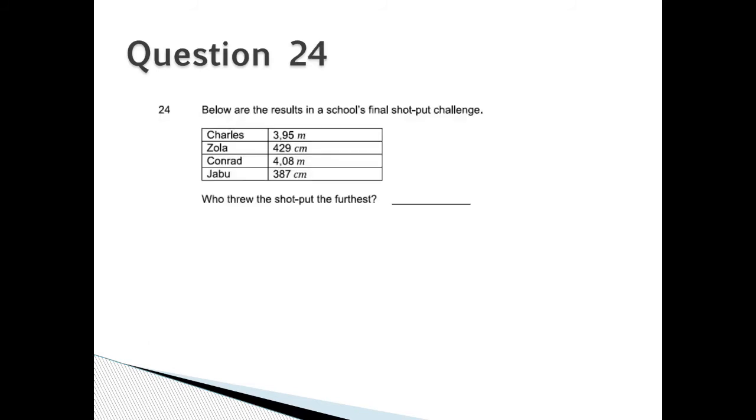Question 24. Below are the results in a school's final shot put challenge. Charles is at 3.95 meters. Zola is at 429 centimeters. Conrad is at 4.08 meters. And Jabu is at 387 centimeters. Who threw the shot put the furthest?